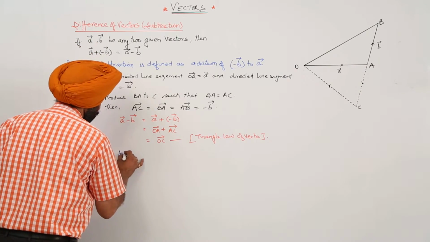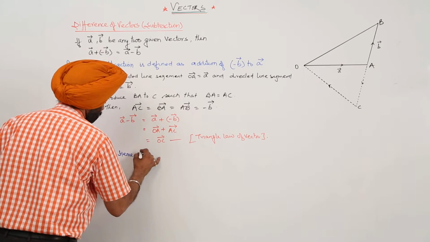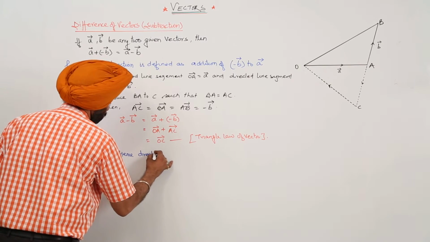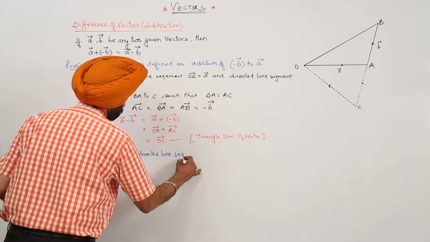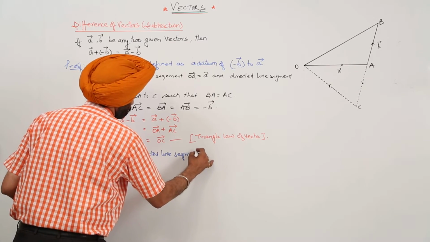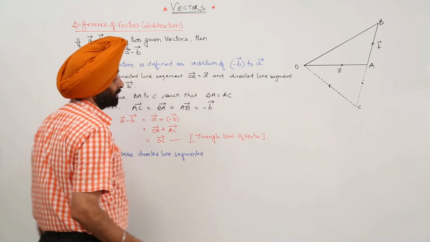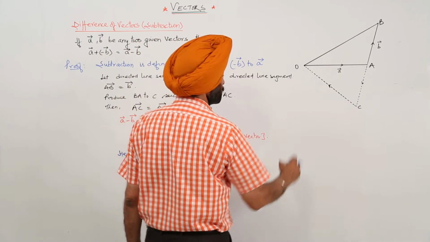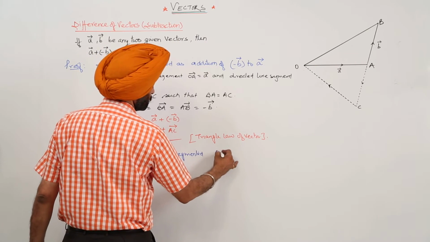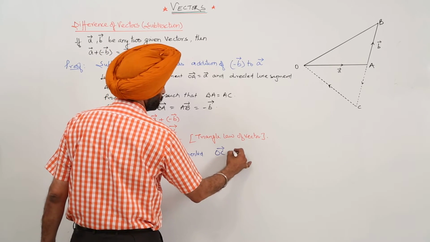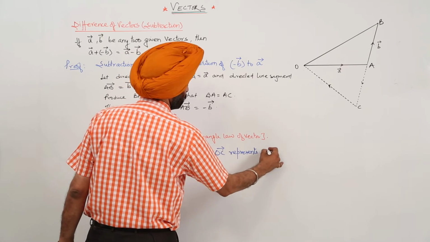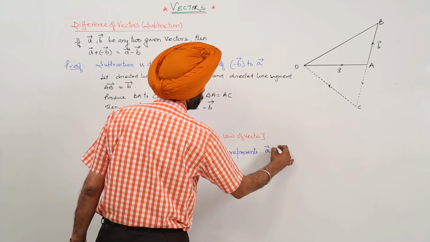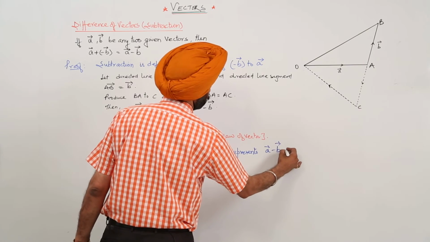Hence directed line segment, this is the line. Hence directed line segment vector OC represents vector A followed by negative of vector B.